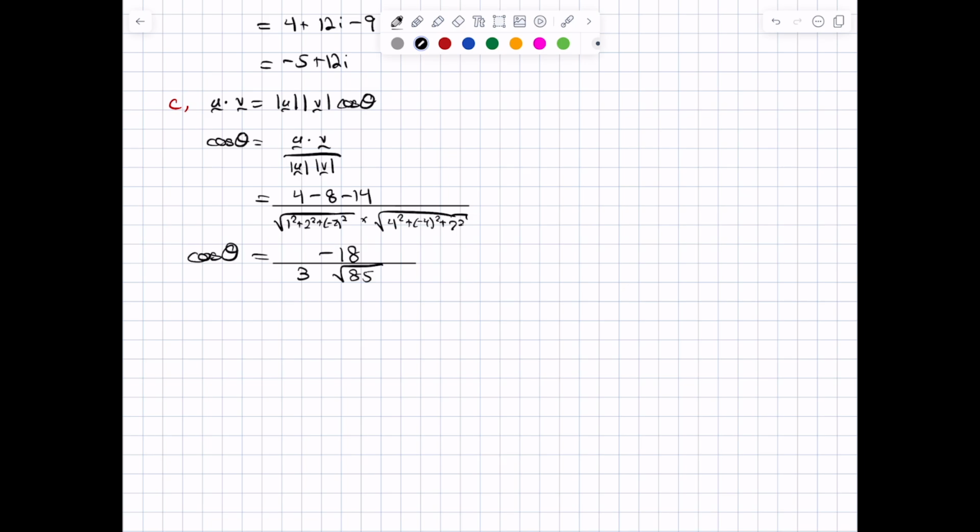So that's cos theta. Taking arc cos, the inverse cos of both sides, will give us some value, and we want it to be in radians and correct to 1 decimal place. So we'll get 2.279 and then to 1 decimal place is 2.3. Okay, and that's our value of theta.